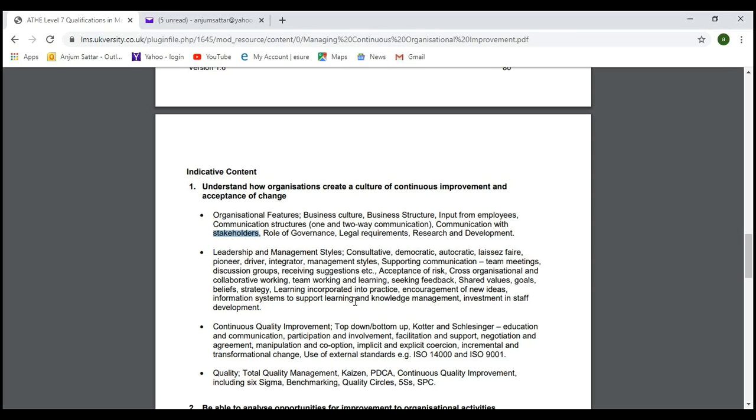Supporting communication, and for some leaders, team meetings are very, very important. Receiving suggestions, acceptance of risk, cross organization, collaborating with different teams, the production team.